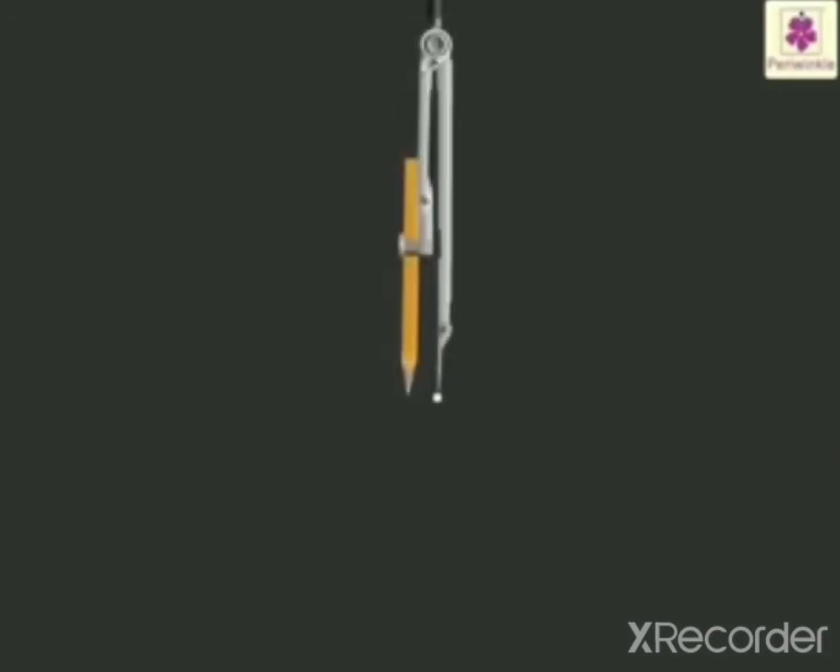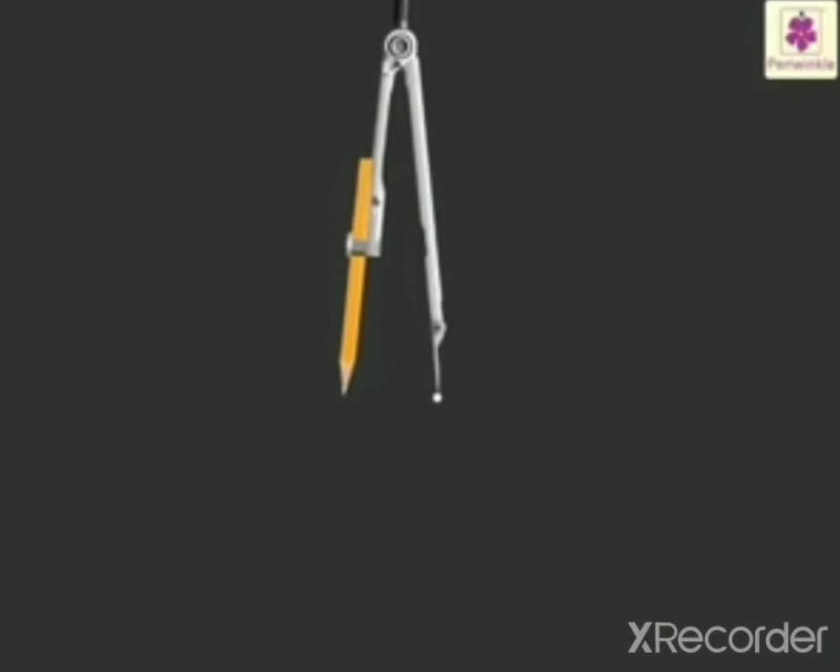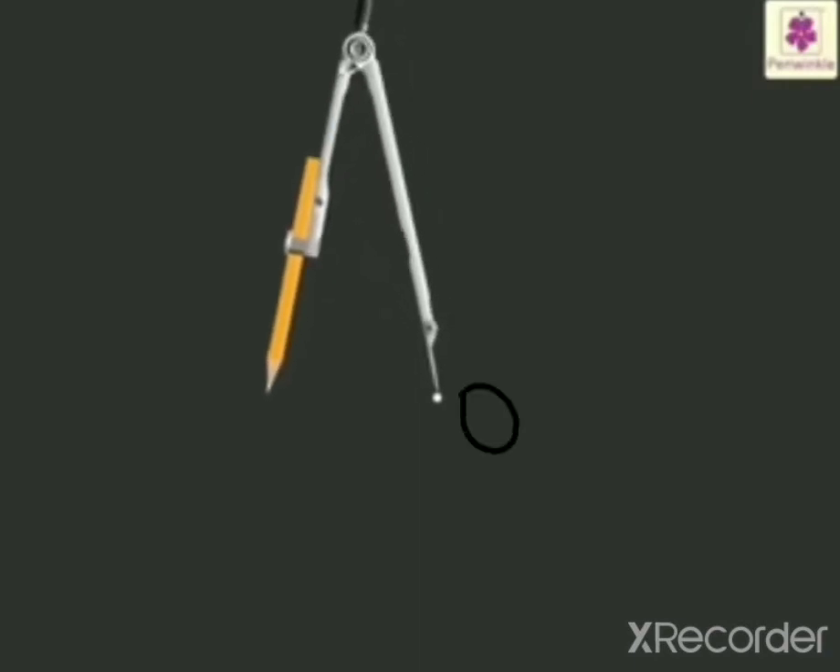So how will we construct? First of all, we will put a point here. We will mark a point on our notebook and we can name it capital A, capital B or any capital alphabet. This will become the center of the circle. So first of all we will mark a point on the notebook and denote it by a capital alphabet. It may be A, O, any alphabet.